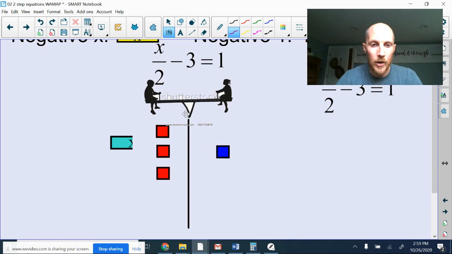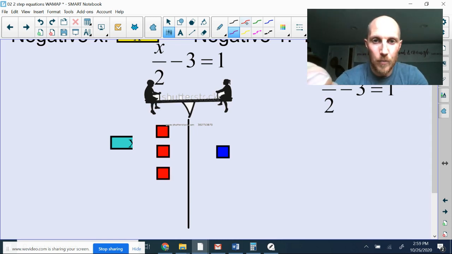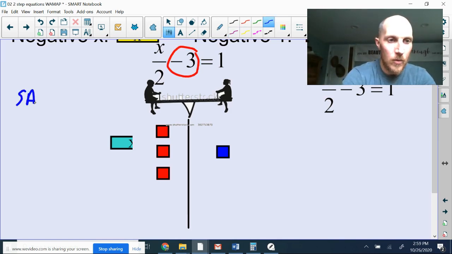Okay, so I got my teeter-totter set up here to keep the things balanced. I've got half of an x, cut in half here, and then minus 3, so the 3 red blocks, those are negatives. Now on the other side, 1 positive block. So if I'm trying to find x, then I want to get rid of the other numbers, like these 3 red blocks that were subtracted right there.